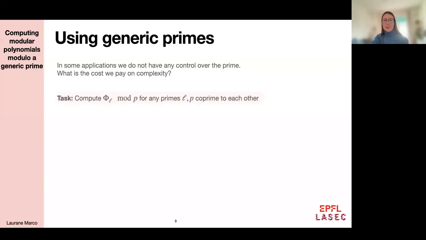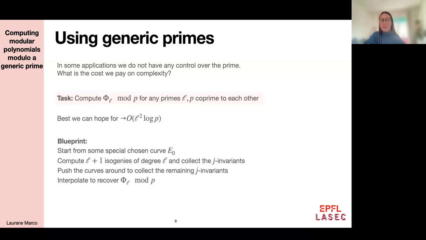So for the rest of the talk, our task is going to be to compute phi_L mod P for any primes L and P that are coprime to each other. As a reminder, the best algorithm that we could hope for would be of the order O(L squared log P). The blueprint for the algorithm is going to be very similar to everything that's been done before. You start from some special curve E0. You compute L+1 isogenies of degree L in some way. You collect the corresponding j-invariants. You move this work around to collect the remaining j-invariants, and then you interpolate to recover it mod P.